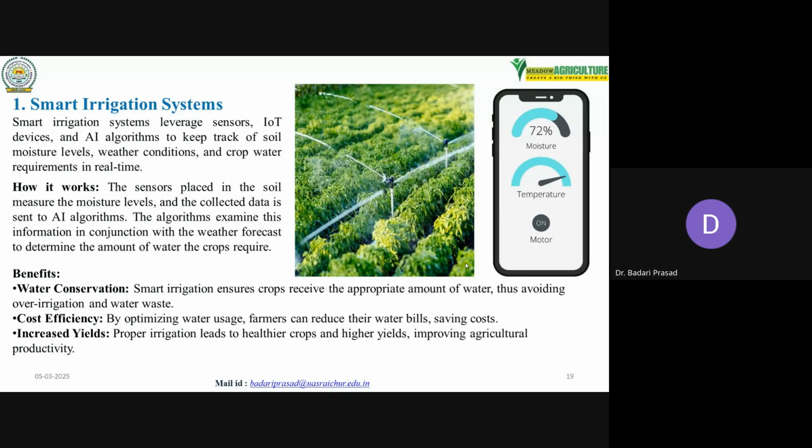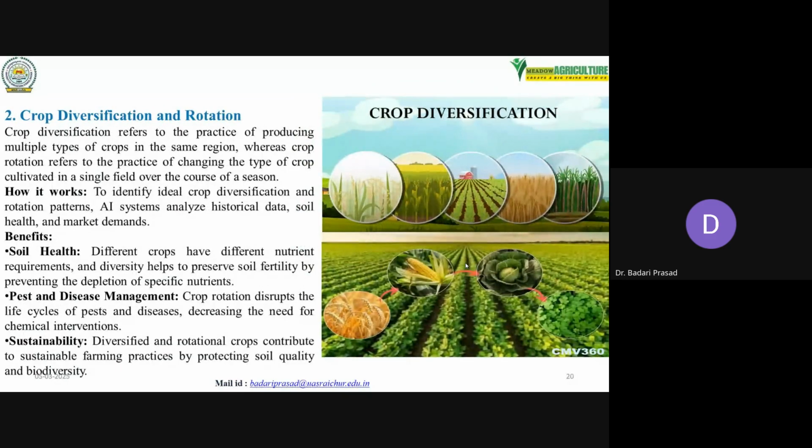Increased yields. Proper irrigation leads to healthier crops, higher yields, improving agriculture productivity. Apart from all these, we can also check the incidence of pest and disease with proper, adequate or optimum irrigation. So it is a well-known fact that we can use this technology for reducing the pest and disease incidence also in our fields.